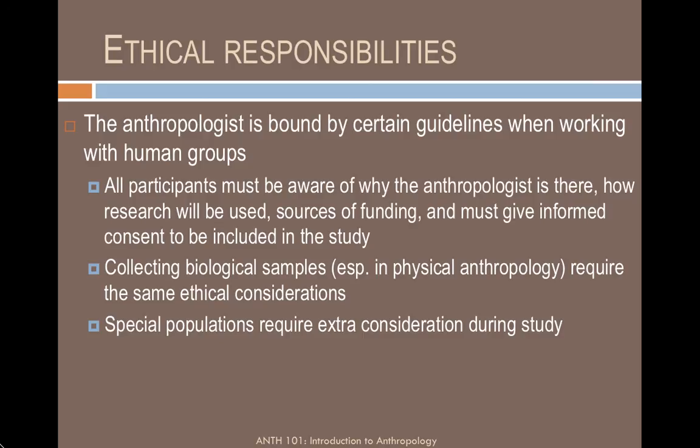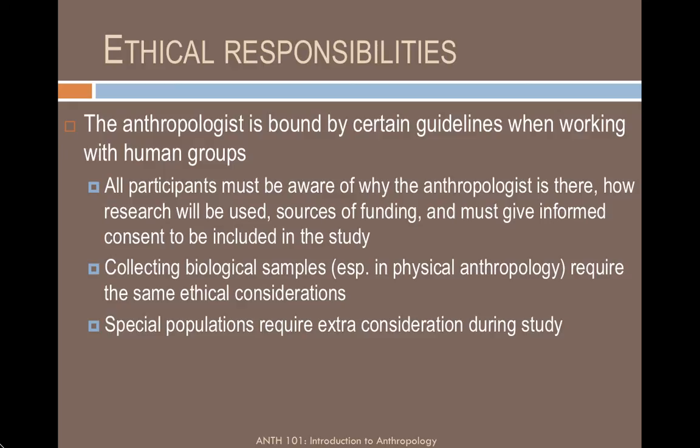There are a number of responsibilities that anthropologists have when they're doing their research. And as I mentioned before, participant observation is something that we can only do with the permission of the entire group. And this goes for any type of anthropological research. Anyone that we study as a part of anthropological research has to know who we are, has to know why we're there. They have to know who gave us our money to do that research and how we're going to use the data once we leave.